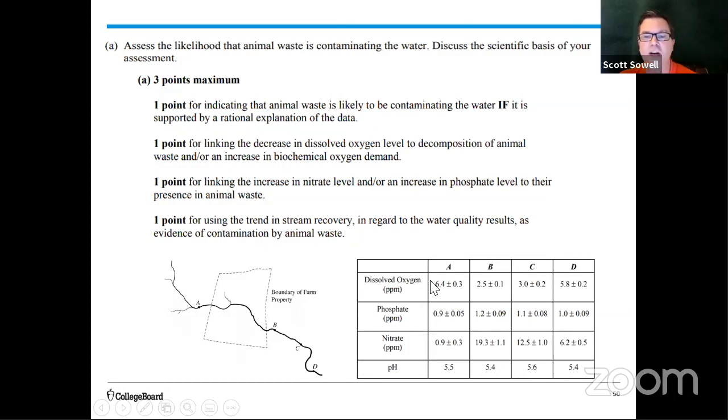And we can see that the dissolved oxygen goes from a high level and dips down and then starts to recover. That should be similar to that oxygen sag curve we just looked at. And then phosphates and nitrates follow a similar pattern. pH doesn't seem to change too much, so not really a factor.